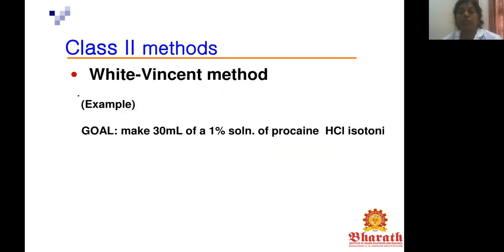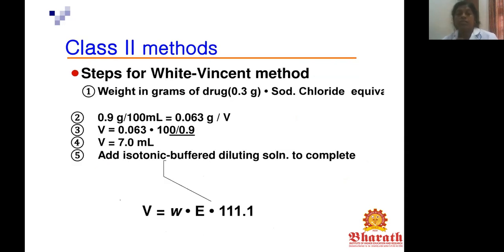In the class 2 method, we go with the White-Vincent method. Here the goal is to make 30 ml of a 1% solution of procaine HCl isotonic, and we have to measure the tonicity. Steps for the White-Vincent method: here we take the weight in grams of the drug multiplied by the sodium chloride equivalent. So 0.9 gram per 100 ml is equal to 0.063 gram per volume.